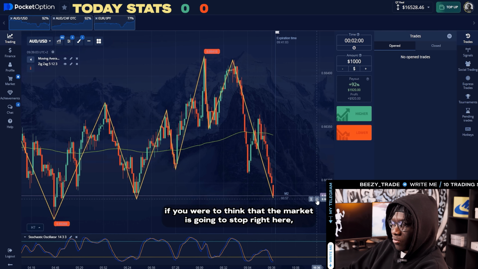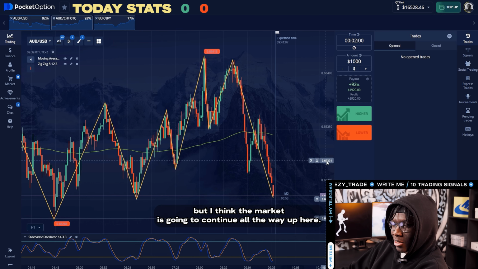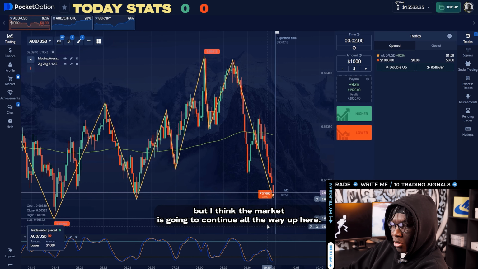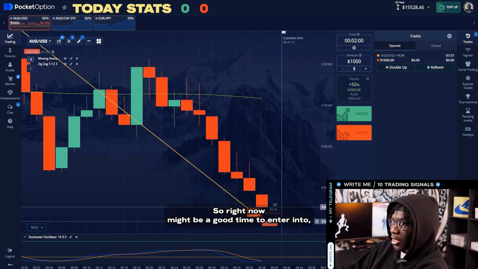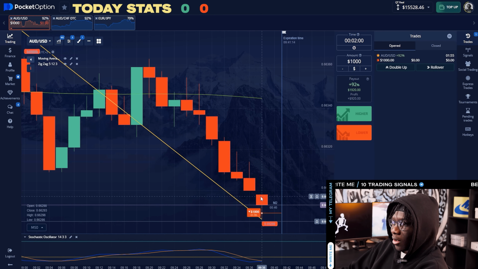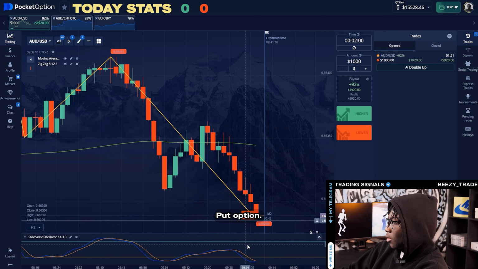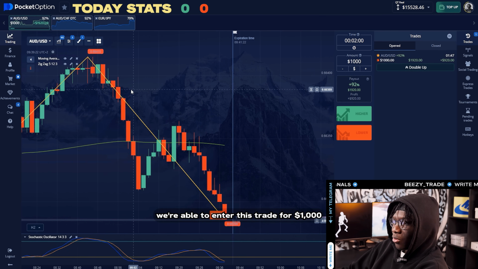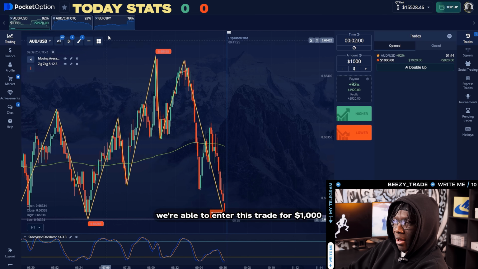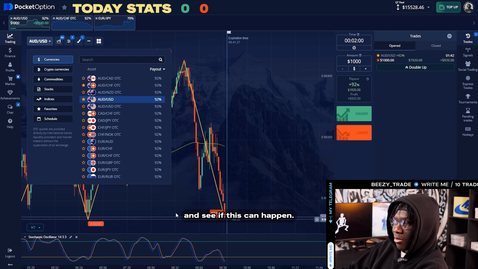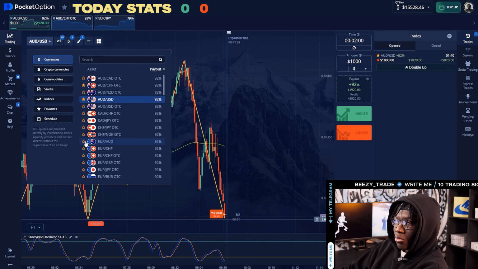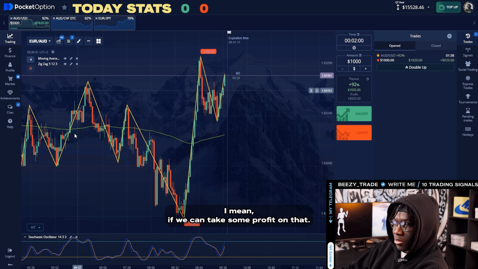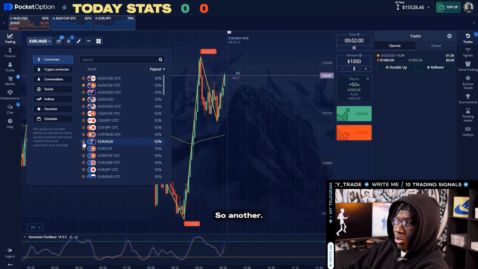Now, it would be a situation where you might think that the market is going to stop right here, but I think the market is going to continue all the way up here. So right now might be a good time to enter into a put option. So now that we see that the region is above 20, we're able to enter this trade for $1,000 and see if this can happen, if we can take some profits on that.